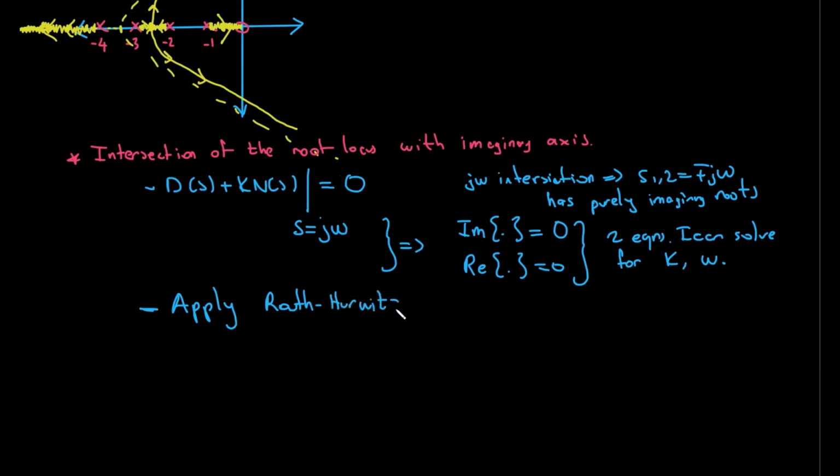Routh-Hurwitz. So there are two ways to find the intersection of the root locus with the imaginary axis. You either write down D(s) + K N(s) and replace s with jω, or you again write D(s) + K N(s) equal to 0 and apply Routh-Hurwitz. So whichever you're comfortable with, you can do that.